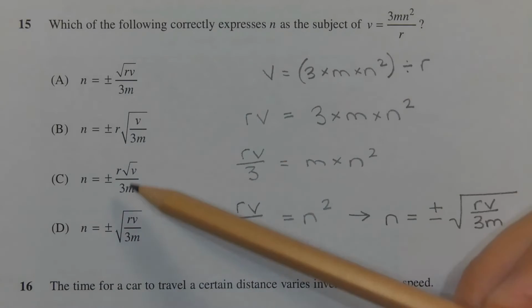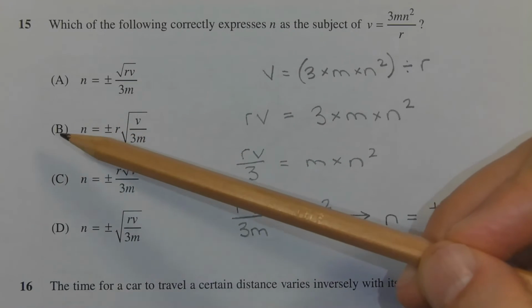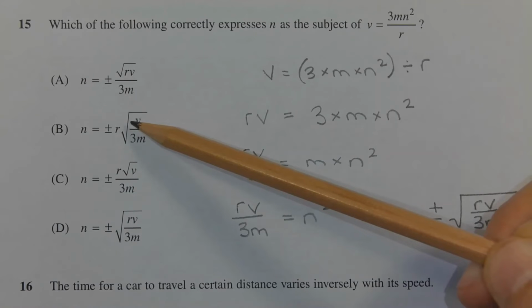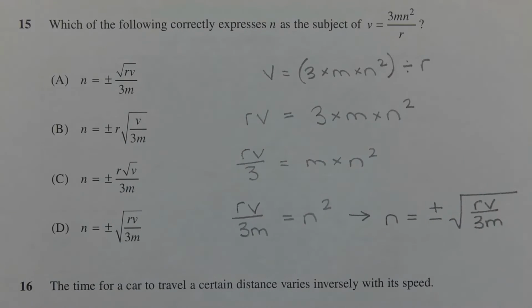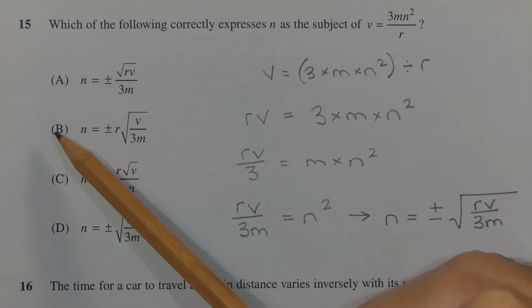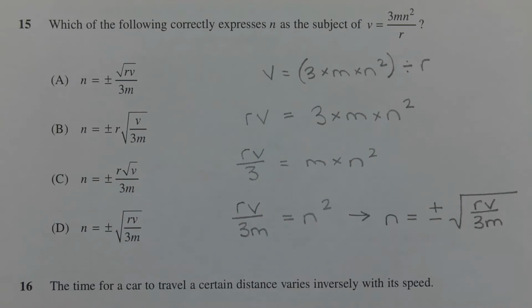Now if we look at our responses, we can see that options B and C do not contain an rv over 3m. So immediately options B and C are incorrect.